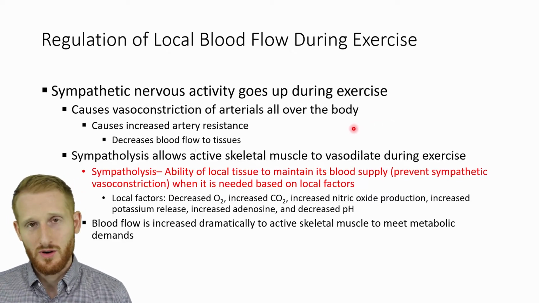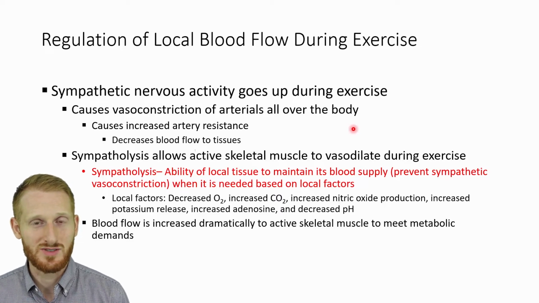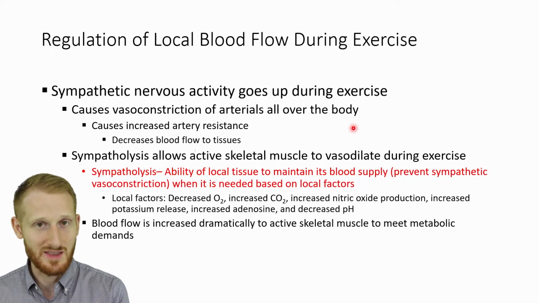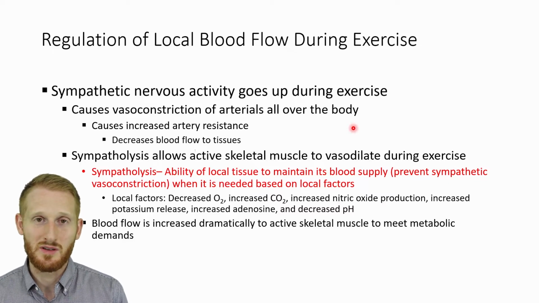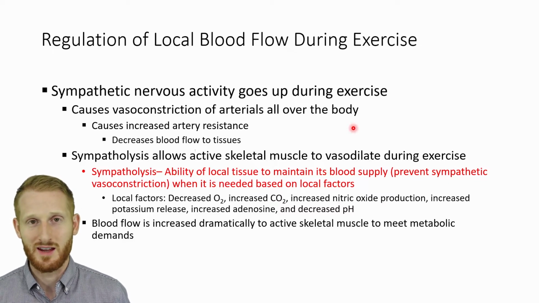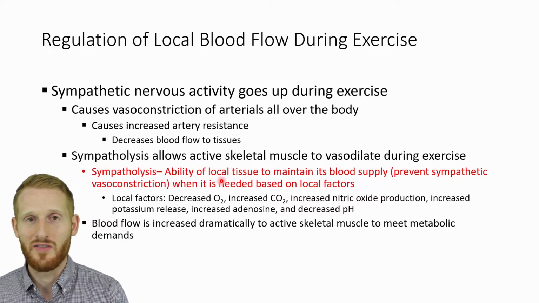So though if you are constricting everything, you're decreasing the blood flow to the entire body, what about the part of the body that's doing the exercise? So let's say you're cycling, right? You're on an exercise bike or something. The leg needs more blood flow, but you have sympathetic activity going to the leg, which would cause constriction, preventing that blood flow. So the body, specifically each tissue, has the ability to ignore the sympathetic activity. That process is called sympatholysis. Sympatholysis is the local tissue's ability to override the sympathetic activity.